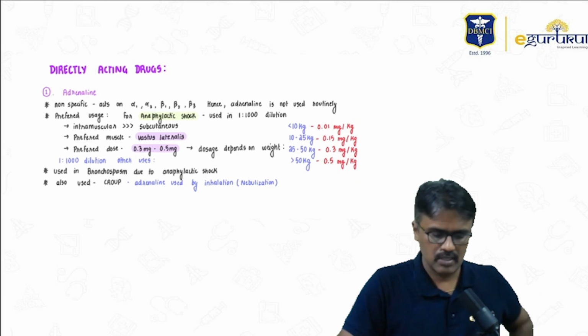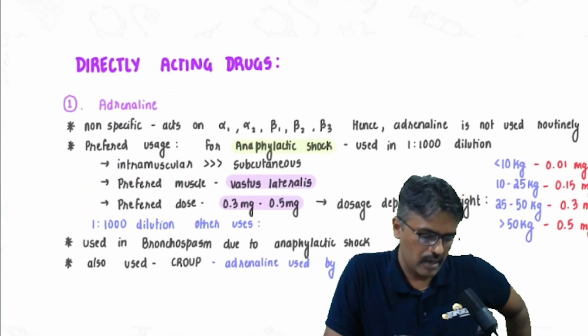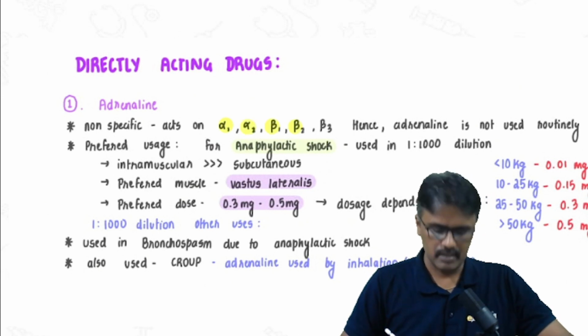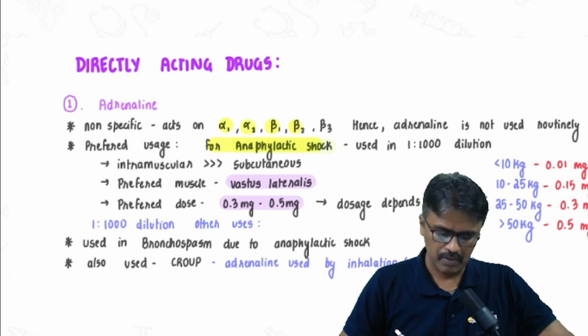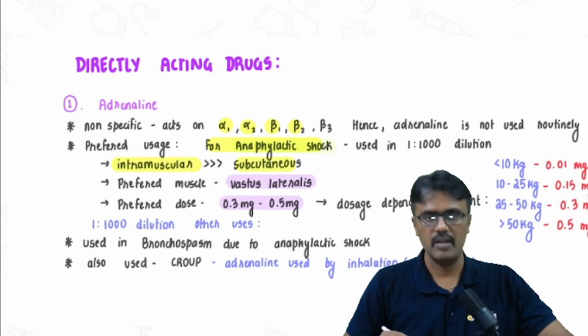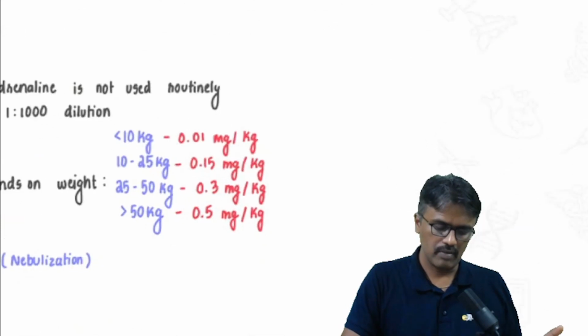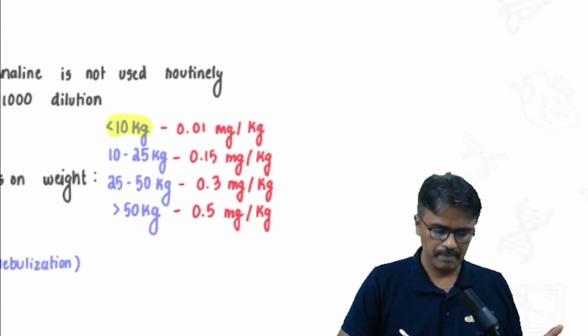Now, this was discussed in the class also. So adrenaline, I told you, has non-specific action. It acts on alpha 1, alpha 2, beta 1, beta 2, and beta 3. It is the drug of choice for anaphylactic shock. Preferred is intramuscular more than subcutaneous. Preferred muscle, preferred dose. And based on weight also, we have given the dosages here: less than 10, 10 to 25, 25 to 50, more than 50.